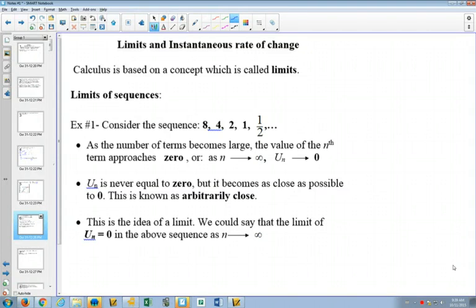So calculus is based on a concept that we call limits. And we've done limits a little bit already when you did geometric sequences. Let's say we look at that first sequence there: 8, then 4, then 2, then 1, then 1/2, and so on. Can you see that that's a geometric sequence? That each time you're cutting your numbers in half.